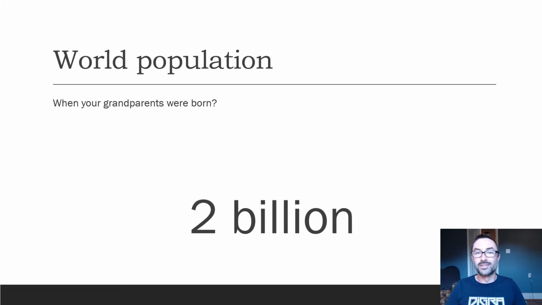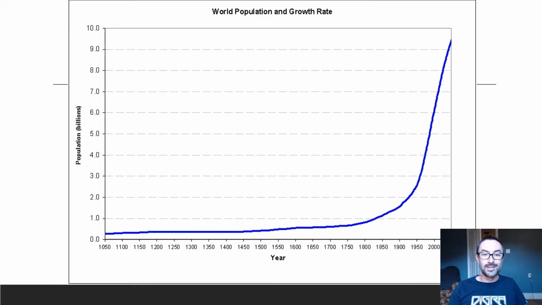We're down to 2 billion. This is roughly 1950, 1940. It was 2.5 billion in 1950. So let's say 1940, 1945, whenever it was, 2 billion. When your grandparents were born, the global population was 25% of what it is today. That's how fast the population has increased.